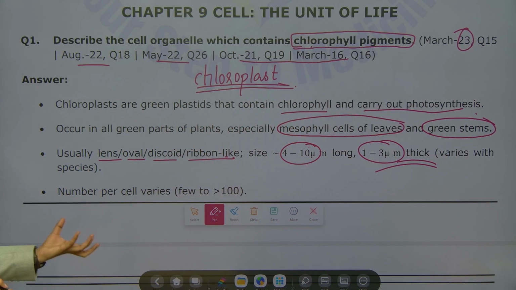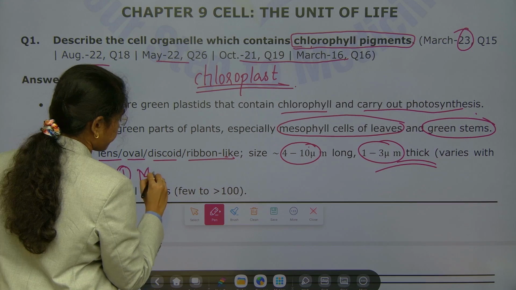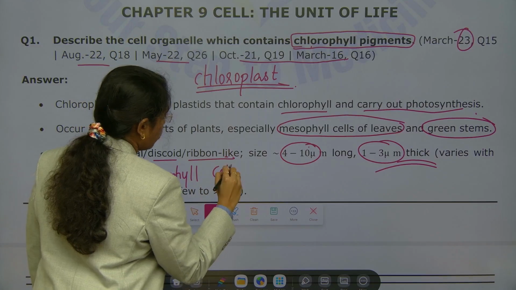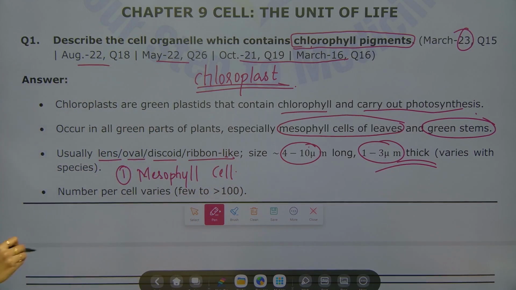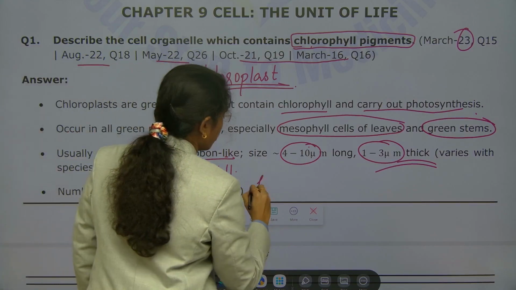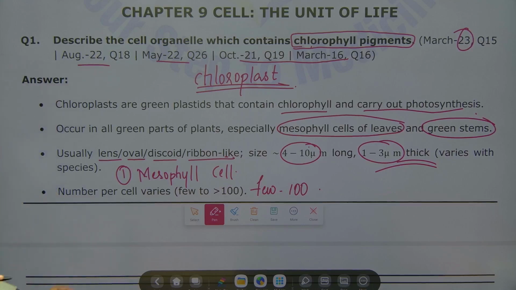How many chloroplasts can be present in a single mesophyll cell? It can be from a few to 100. Fine, right? So here you have to mention this properly. What will be the shape and how many approximately per mesophyll cell?